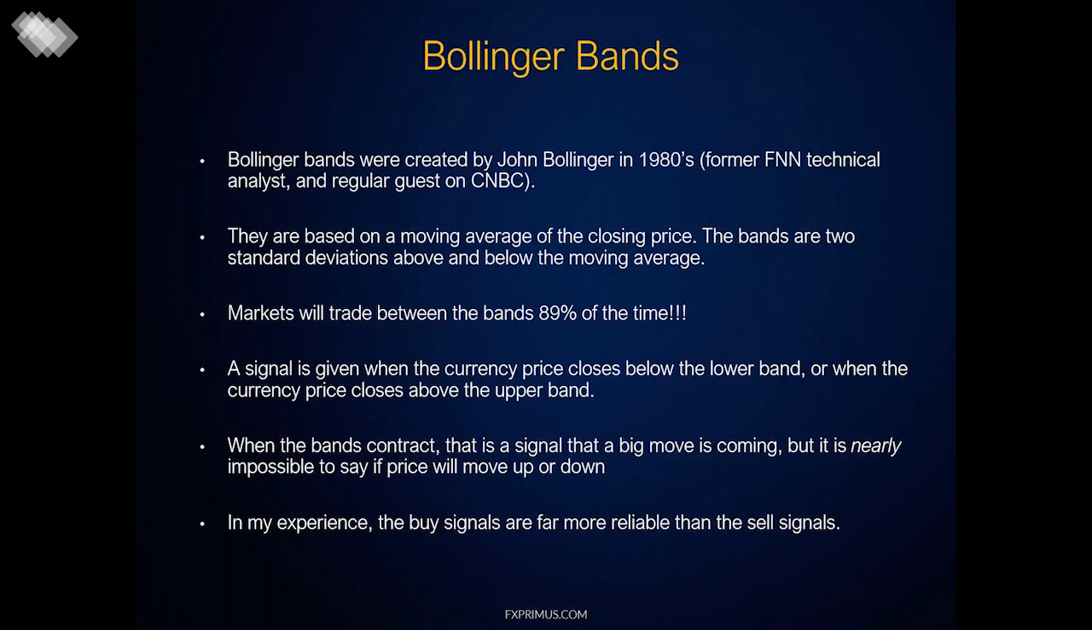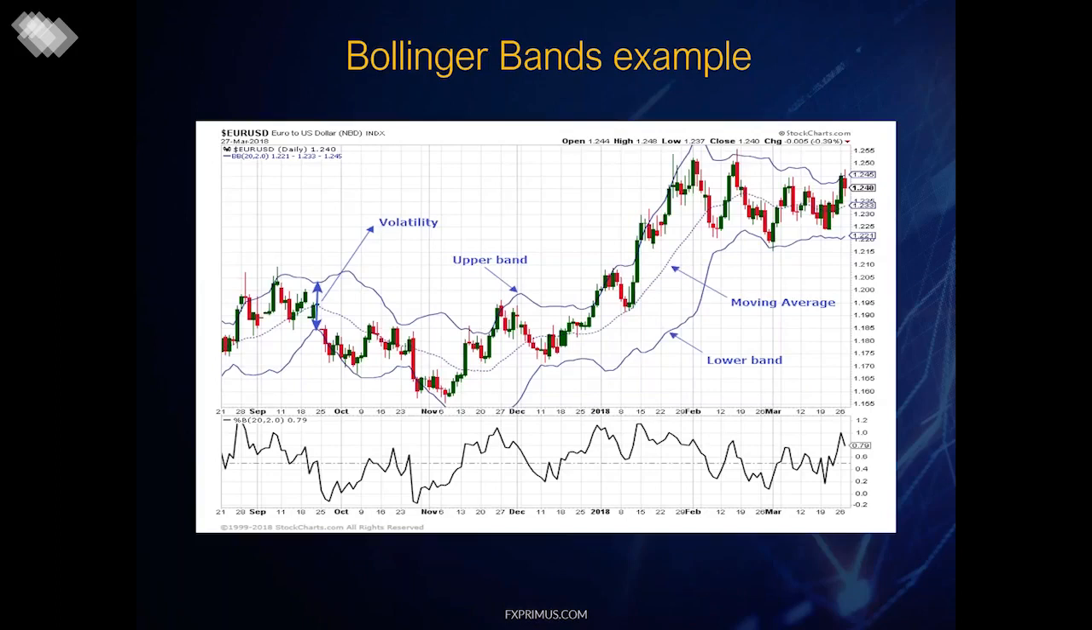Now, when the bands contract, that is a signal that a big move is coming. But it is nearly impossible to say, of course, if the price will move up or down. In my experience, the buy signals are far more reliable than the sell signals. Now, let's see an example. The top band is called the upper Bollinger Band. The bottom one is called the bottom Bollinger Band. And the middle is just a simple moving average of 25 periods. The distance between the top and bottom bands, two standard deviations, measures volatility.